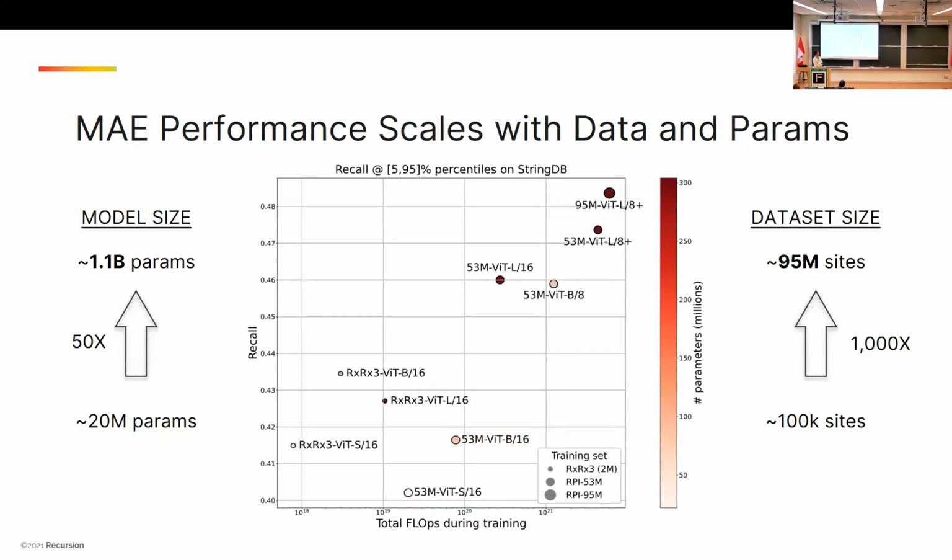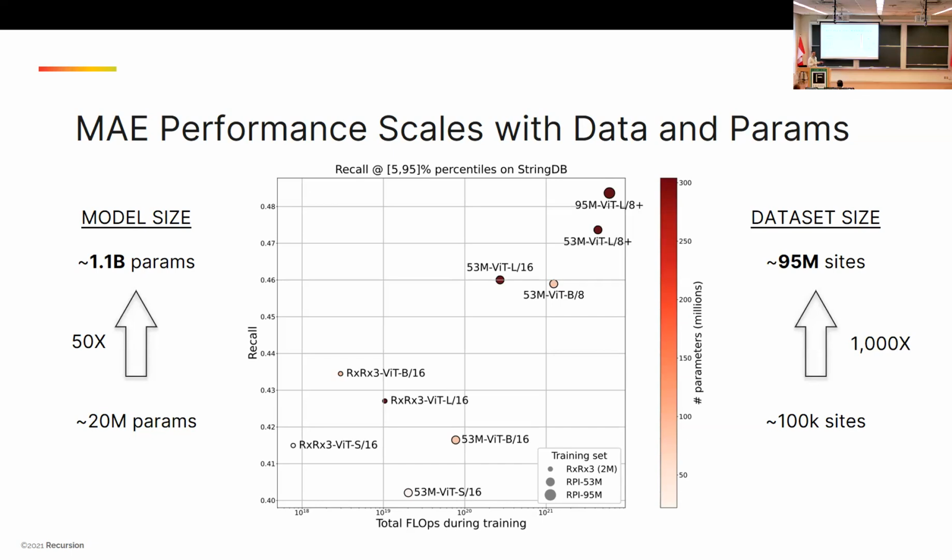And another interesting feature of these models is that they scale really well to larger data sets. So I showed that when you use supervised learning, if you go to a bigger data set, the performance can actually get worse on a lot of biological benchmarks. But here we started with a data set that was around 2 million images, and we scaled all the way up to 95 million images. And then the model size itself, we scaled from about 20 million parameters to, I think, the biggest one has like 700 million parameters.